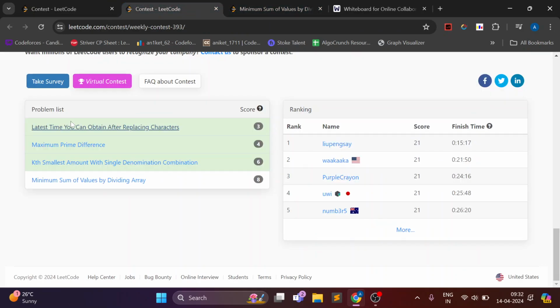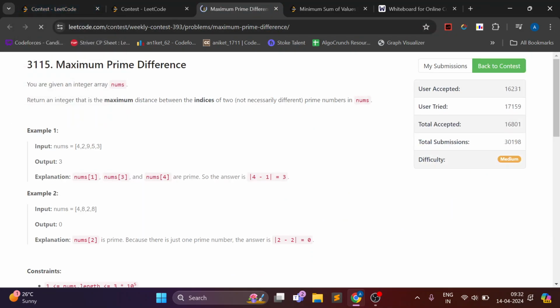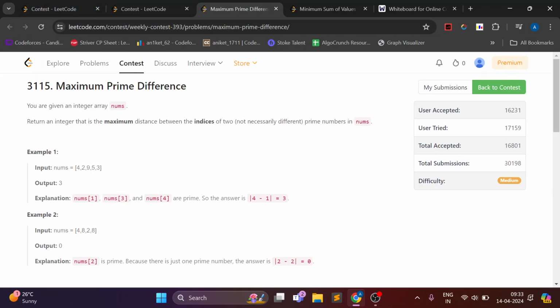So the next question is maximum prime difference. In this question we are given a vector nums, and we have to return an integer that is the maximum distance between two indices such that the elements at those indices are prime numbers, and the indices are not necessarily different, they can be equal also.